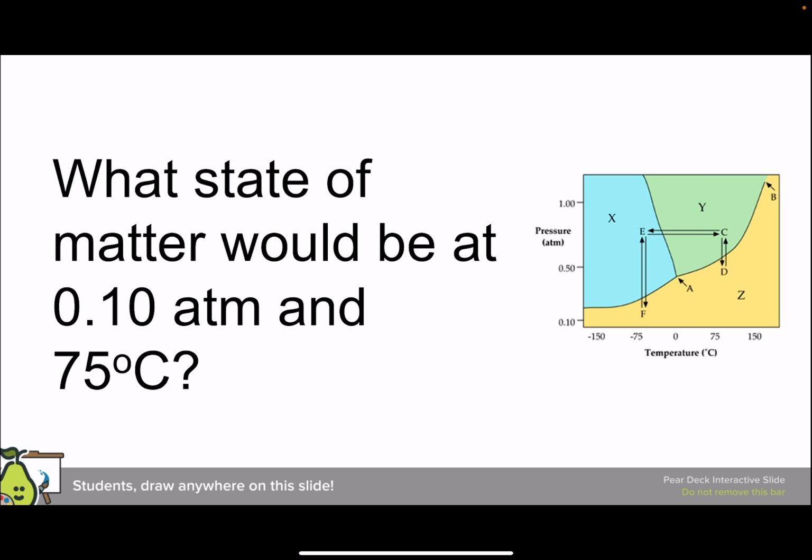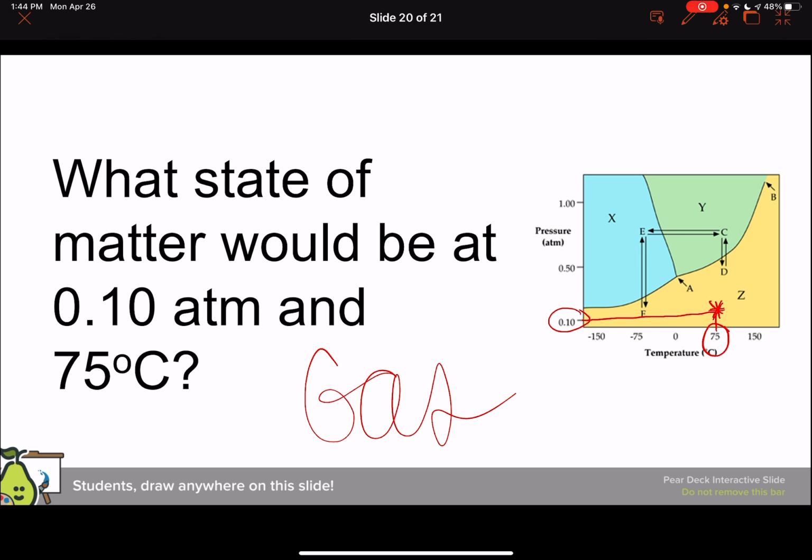What state of matter would be at 0, 0.10 and 75? So find both points and then plot it, and we would see it would be a gas at that point. So thanks for watching this pear deck review.